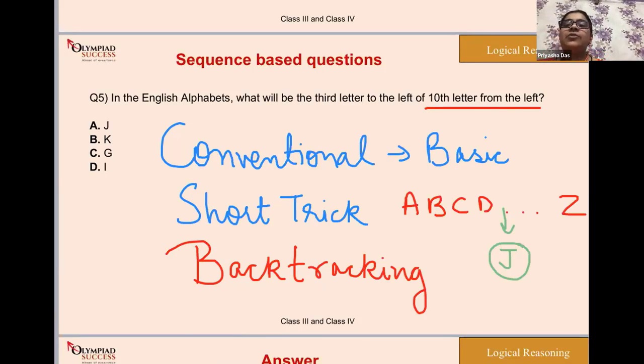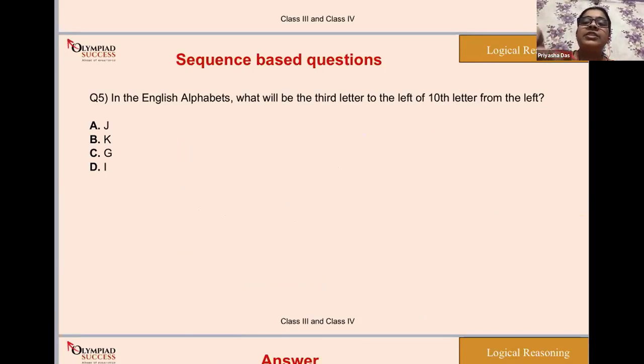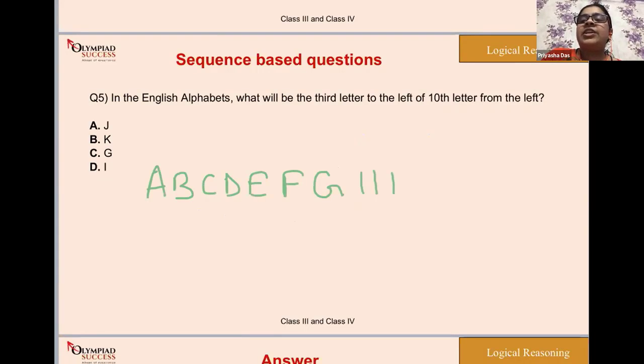Now let's do some calculations. I'll just remove this. I'll write my A, B, C, D, E, F, G, H, I, J, K, L. I'll just keep it till here because we don't need it any further. So the 10th letter from the left will be J. So this is what I highlighted.